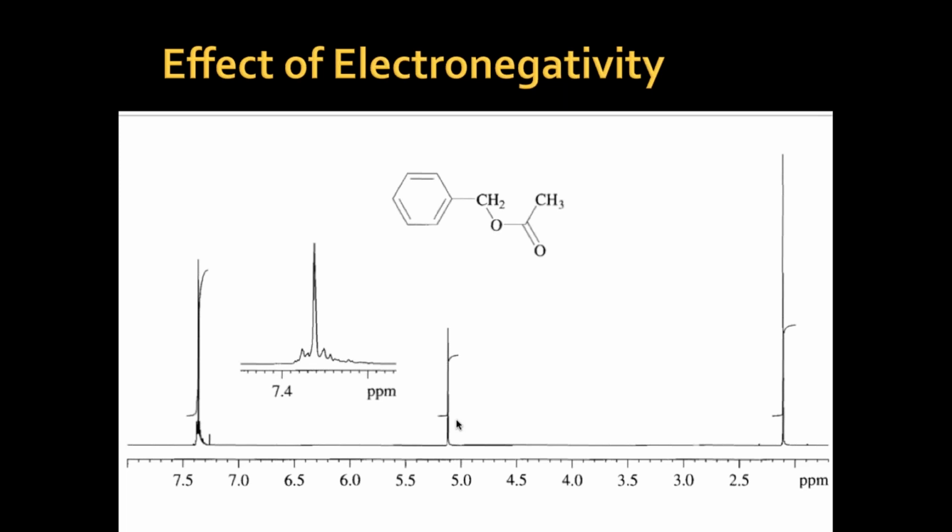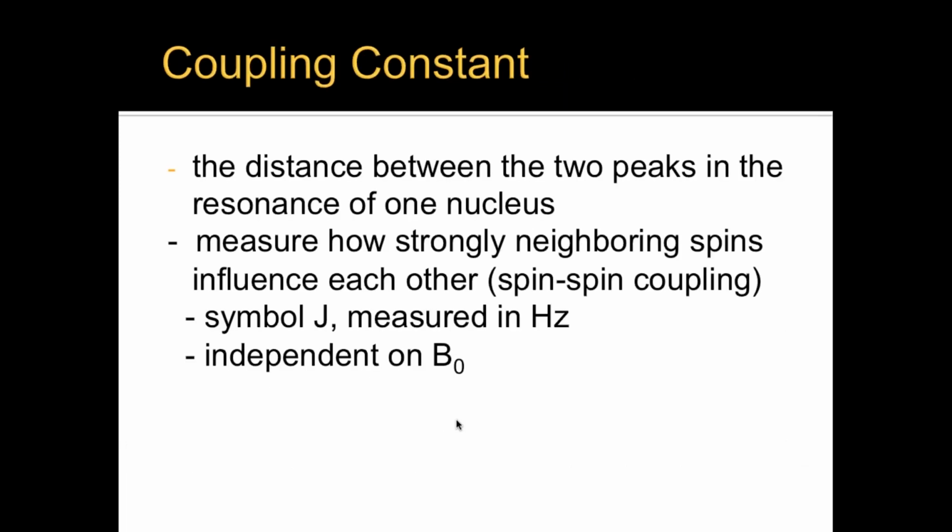In NMR, people use upfield and downfield. Downfield means towards the lower side, towards the higher number. Upfield means towards the lower number. So electronegativity makes the difference, right?